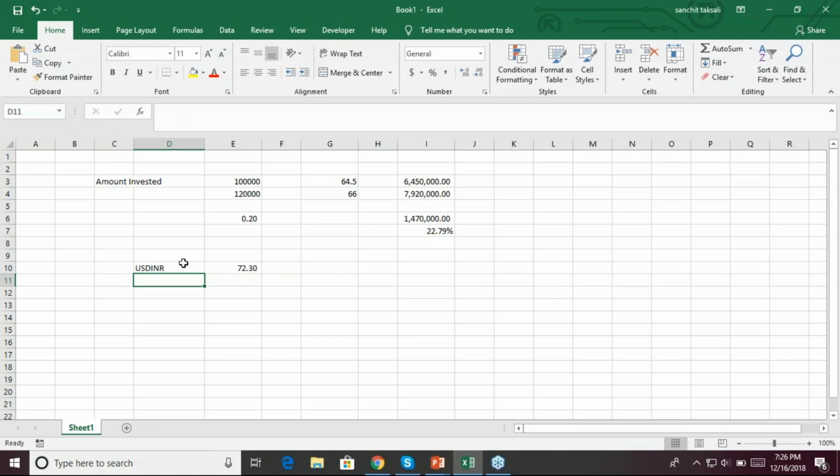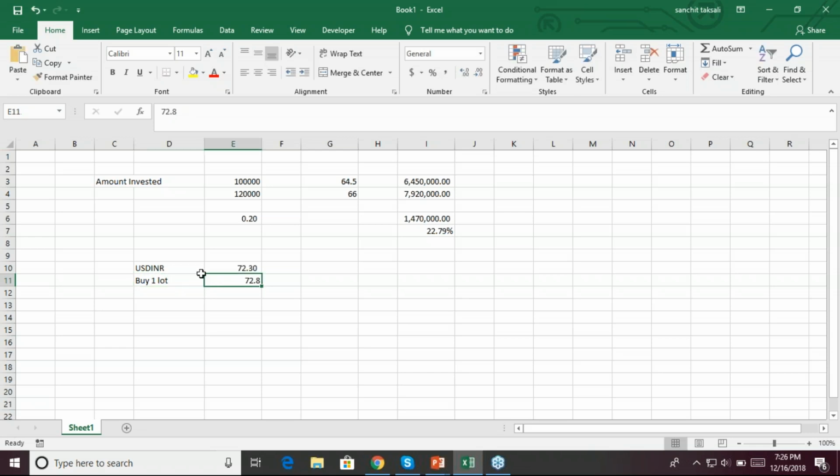Okay, and future, I'll buy the future part. The future is currently trading at 72.80, so I'll buy one future lot. It will cost me around 2500. So for buying one future lot, I suppose I'll buy one lot.